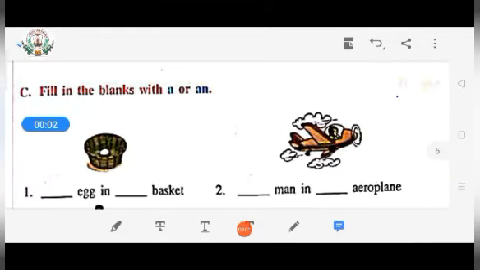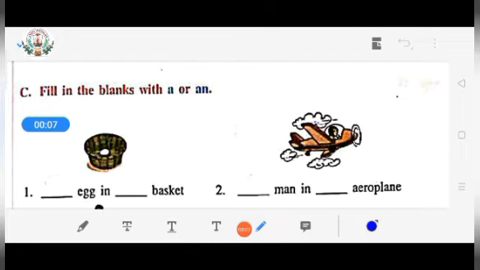Next one, C. Fill in the blanks with a or an. First question. Dash egg in dash basket. What is the spelling of egg? E-double-G. Egg. The first letter of egg is E. It is a vowel sound. So, an egg in a basket. The first letter of basket is B. So, it is a consonant sound. What we will put, children? A basket.